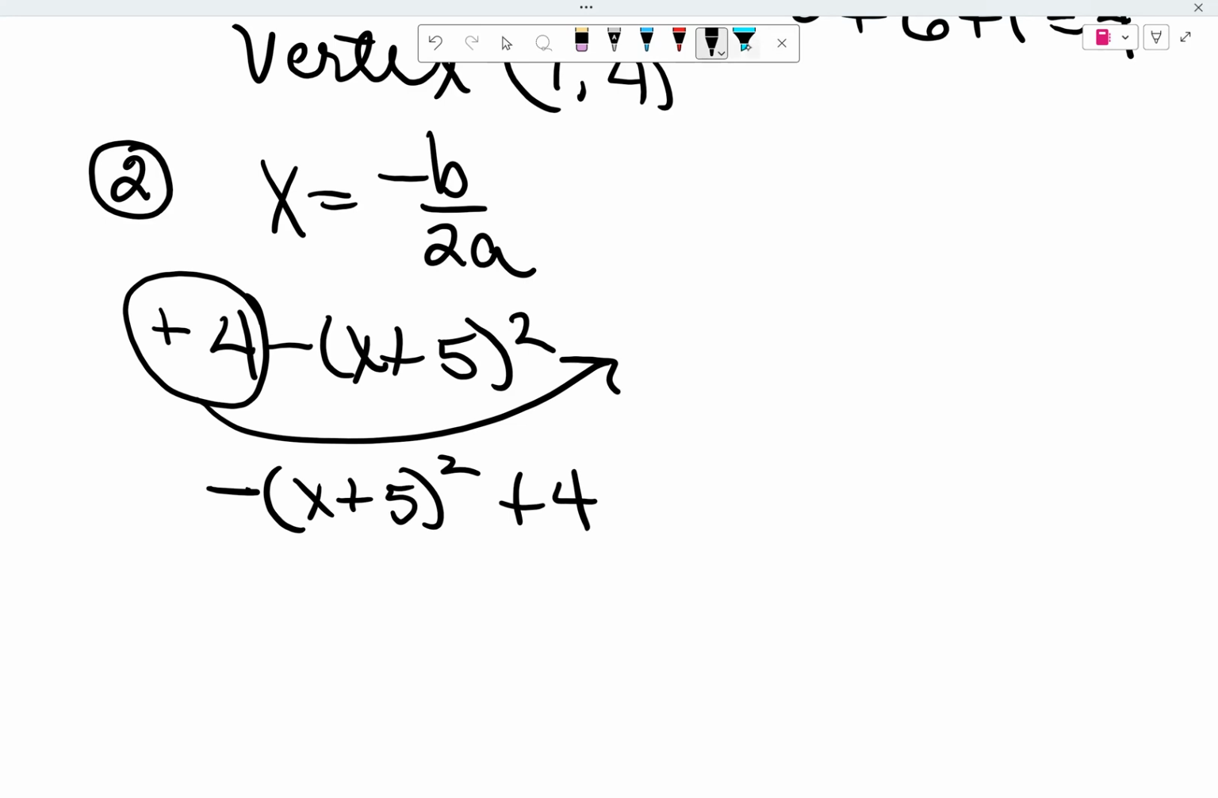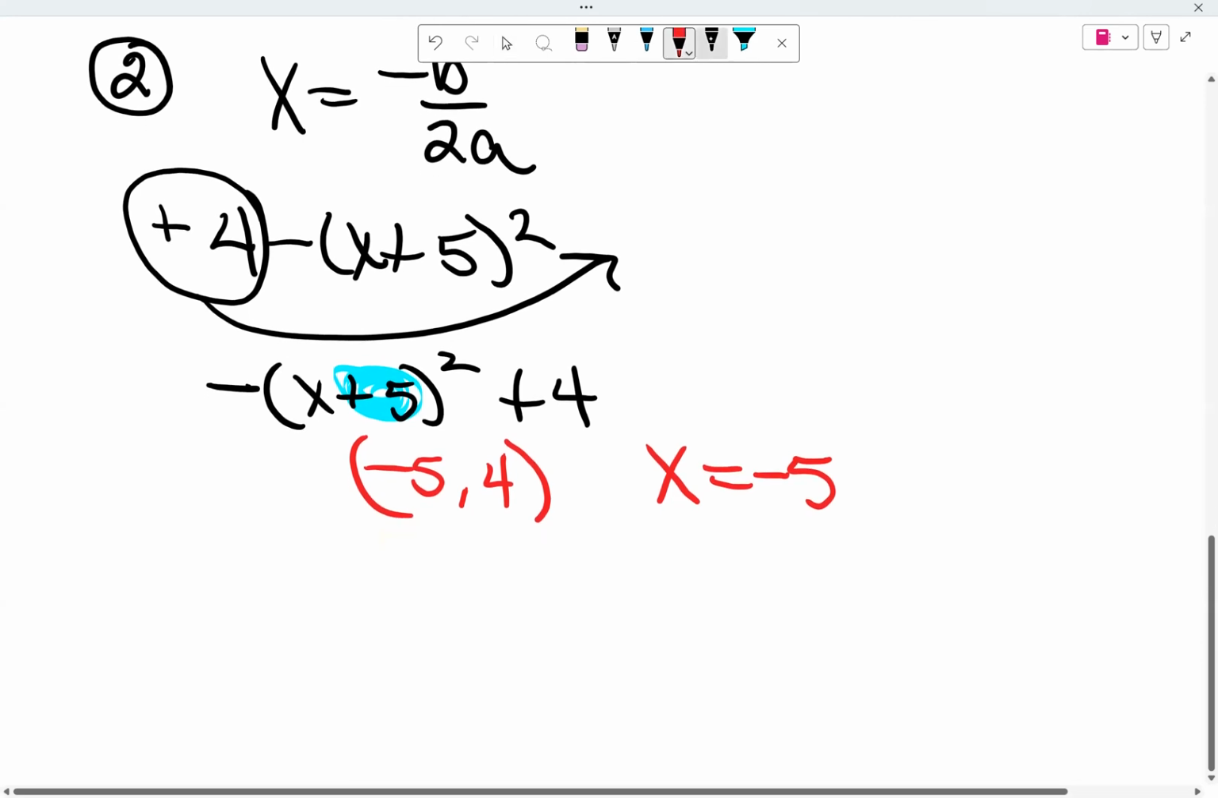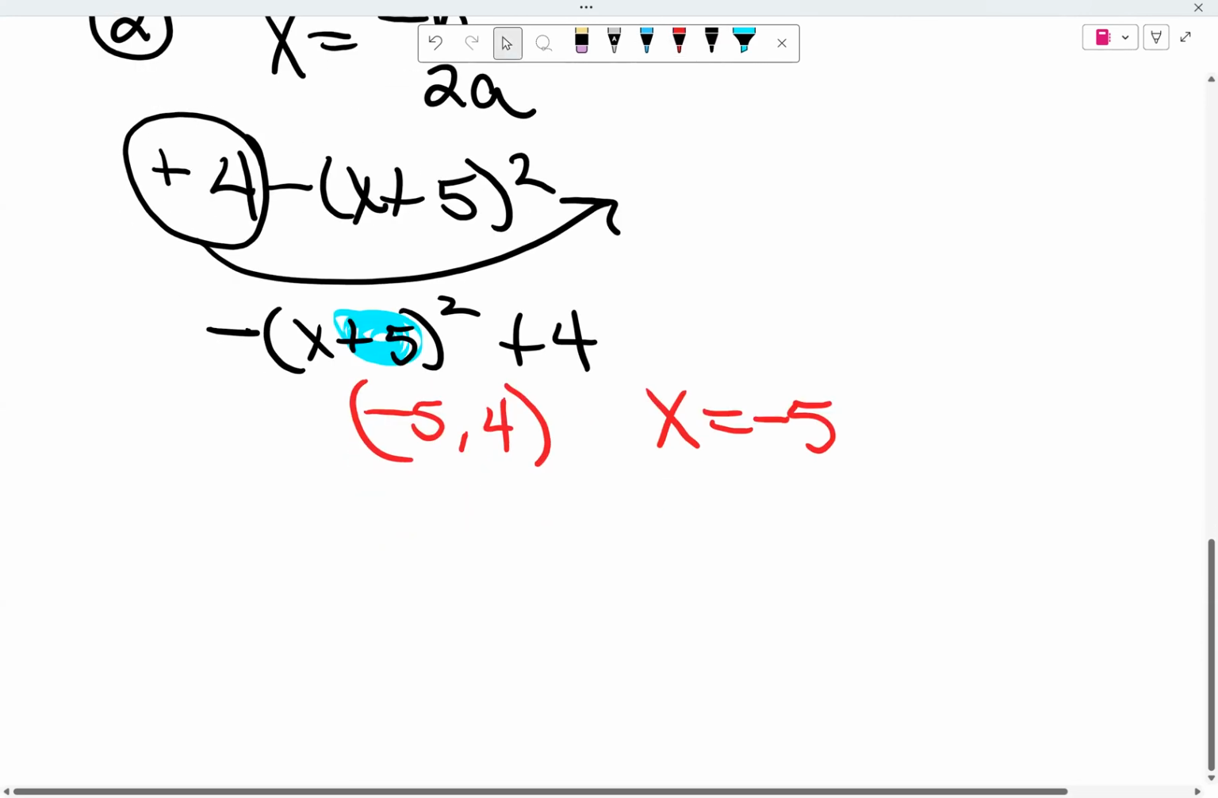And if you remember, this guy is always a hypocrite. So that's going to be negative 5, comma 4 is the vertex, which means that the axis of symmetry is where x equals negative 5, which I believe for you is answer choice A. Cool? All right.